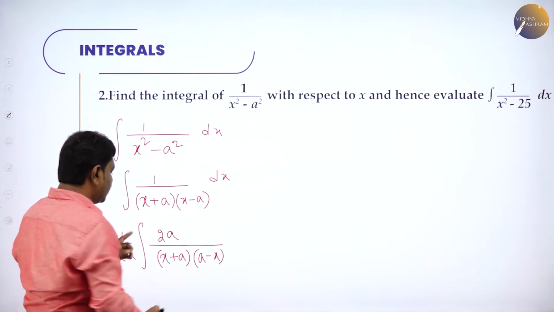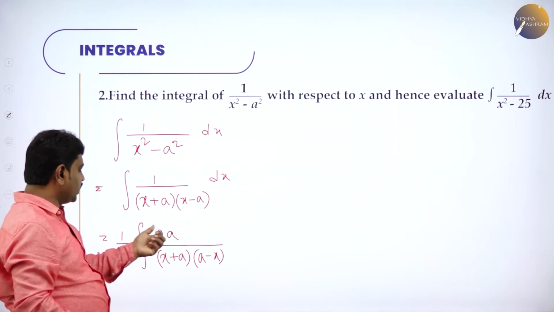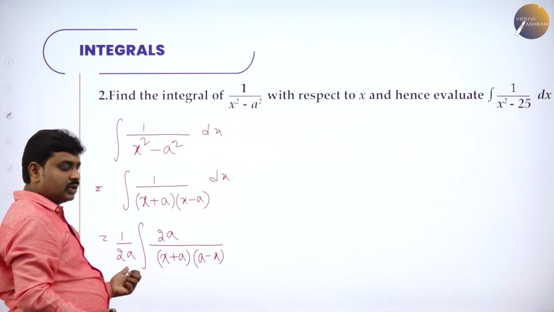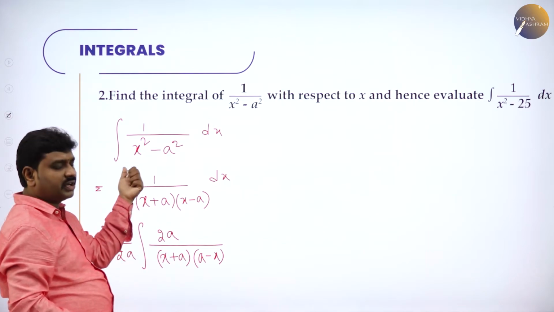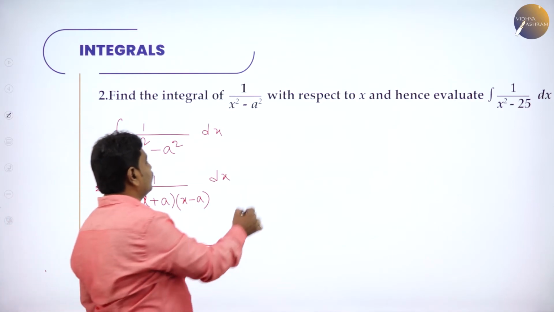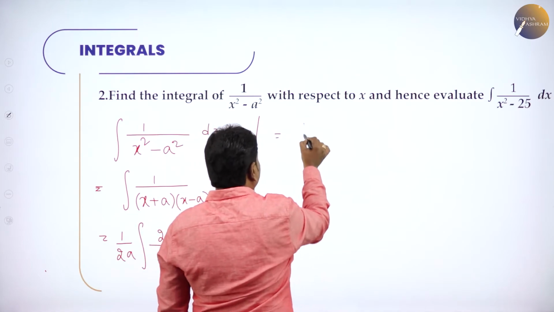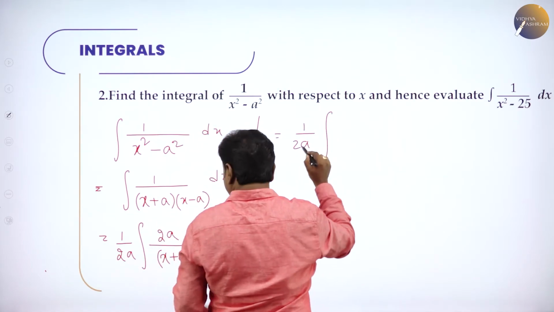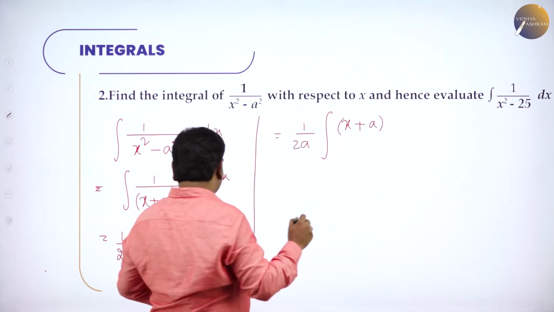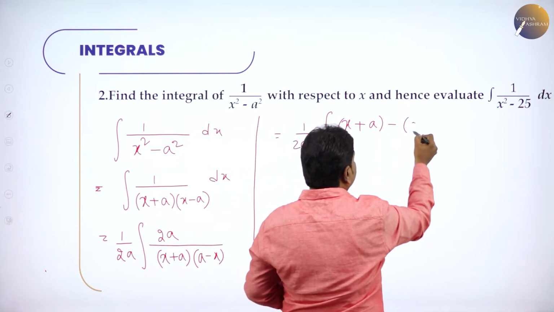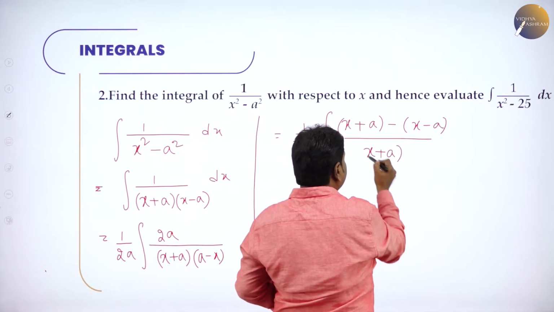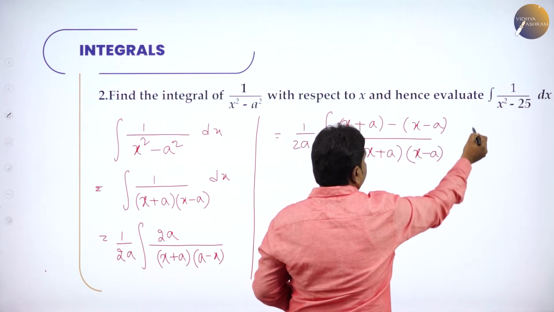So write this 2a in terms of the factors. We introduced 2a in the numerator: divide and multiply by 2a. That is the key step. Instead of 1, 2a by 2a. And x square minus a square can be written as x plus a into x minus a. Now I have to write 2a in terms of factors. So 1 by 2a outside, integration of the numerator 2a, which I can write as x plus a, the first factor, and to cancel x, minus x minus a, divided by x plus a into x minus a, with respect to x.